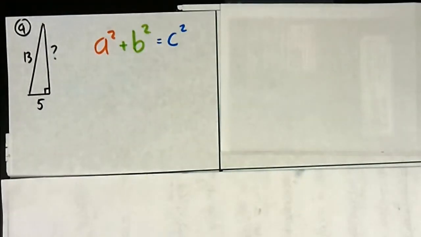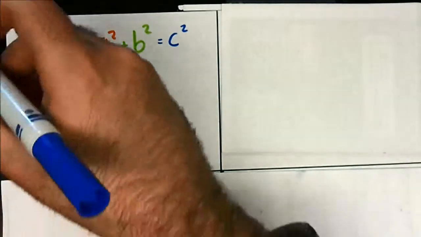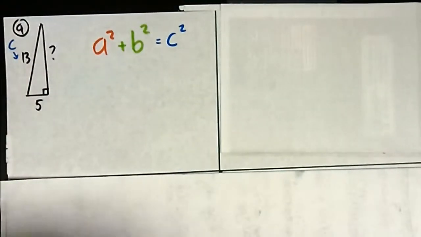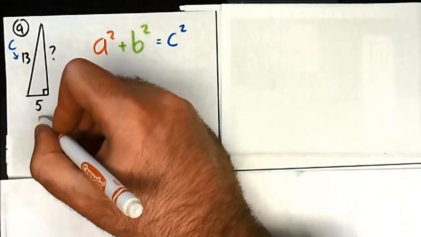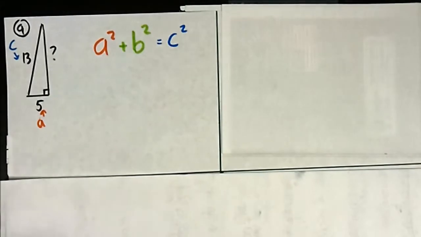Okay, so now what's A, what's B, what's C? Well, C is always along this side. That's easy. That's C. A is always the shortest side, which this looks like it's the shortest side. So the missing side is B.